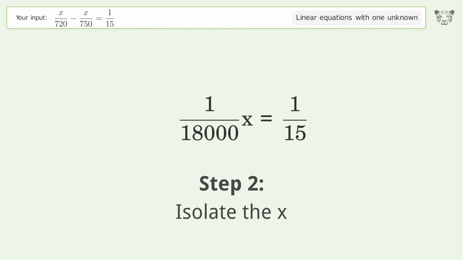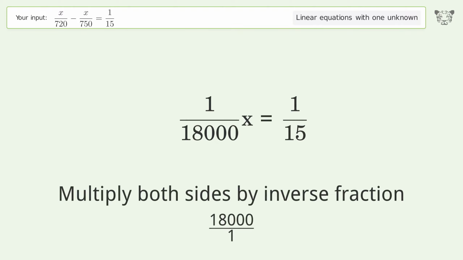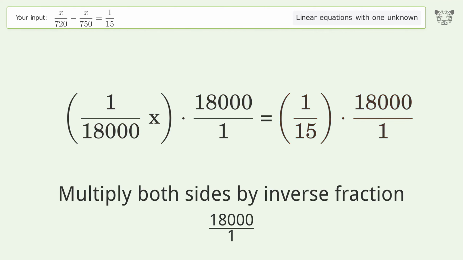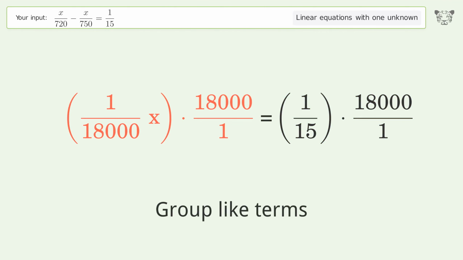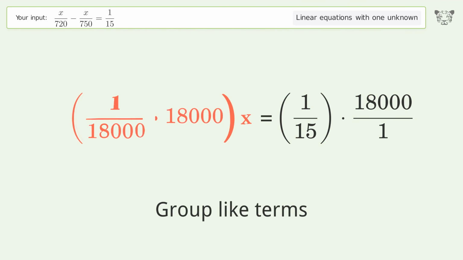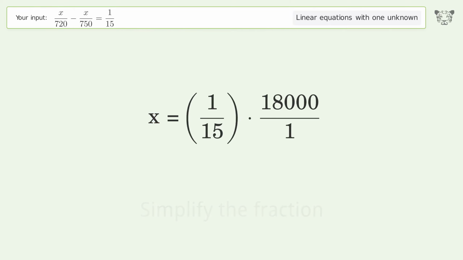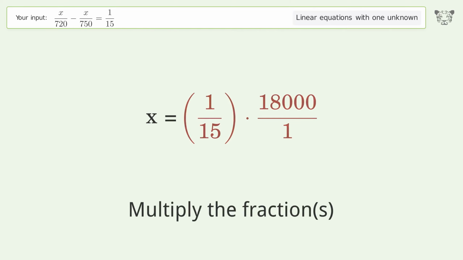Isolate the x. Multiply both sides by inverse fraction 18,000 over 1. Group like terms. Multiply the coefficients. Simplify the fraction. Multiply the fractions.